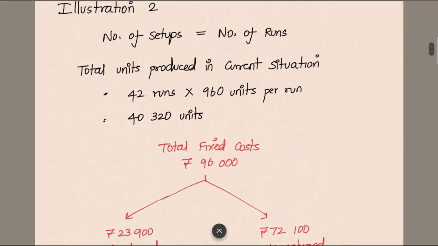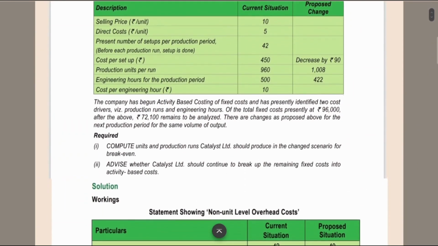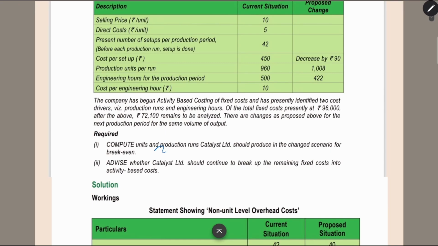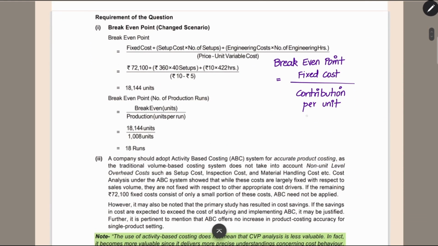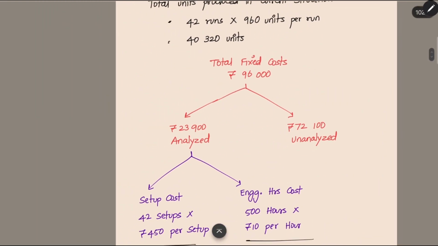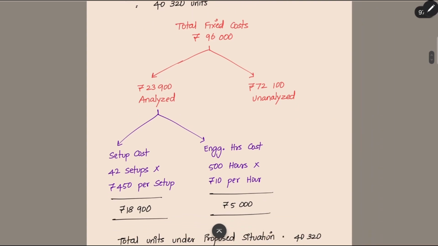Now let us see what is being asked in the requirement section of the question. The requirement is to compute the units and production runs for break even in the changed scenario. After doing the proposed changes, we have to find the units and production runs for break even. Now we have to compute the break even point. The break even point formula is fixed cost divided by contribution per unit. In the total fixed cost, we have to include both the analyzed and unanalyzed part.